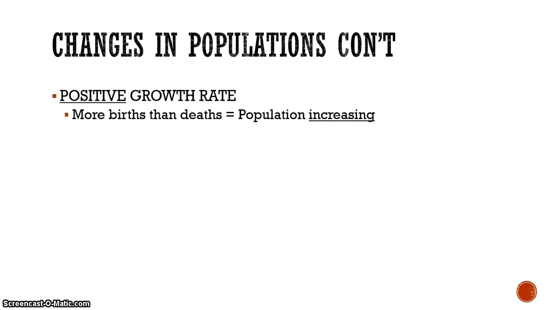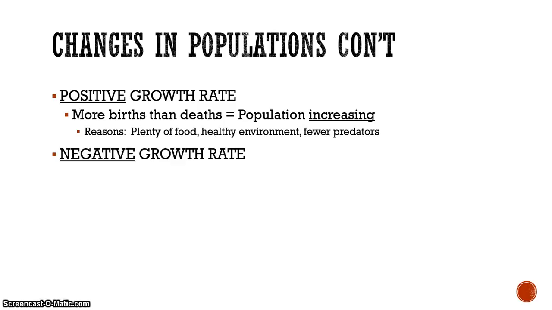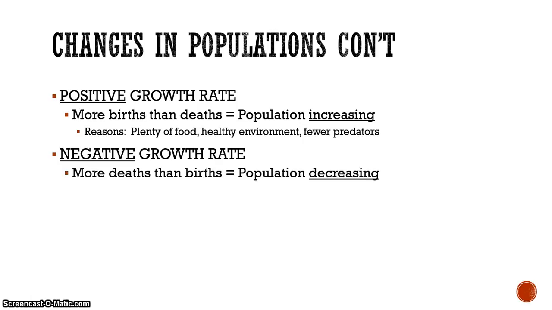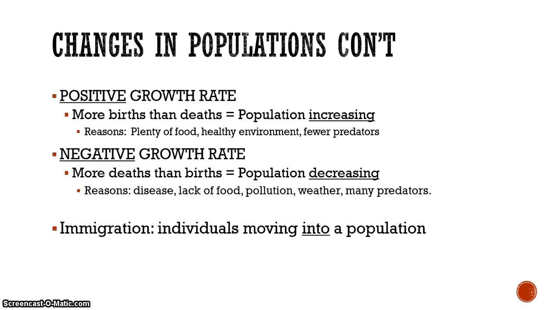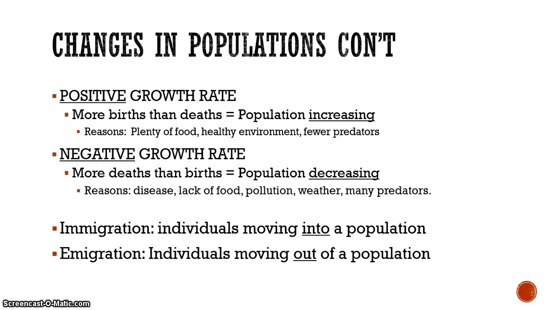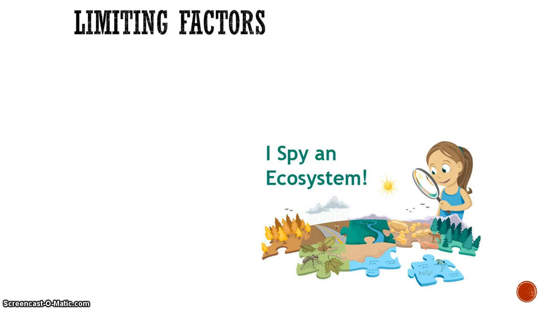A positive growth rate happens when you have more births than deaths, so your population is increasing. And that might happen if you have plenty of food, a healthy environment, and very few predators. A negative growth rate happens when you have more deaths than births, so your population is decreasing. And that could happen as a result of disease, lack of food, pollution, weather, or many predators. You may have individuals immigrate into an area, so they move into a population. You might have individuals emigrate, or leave, move out of a population.